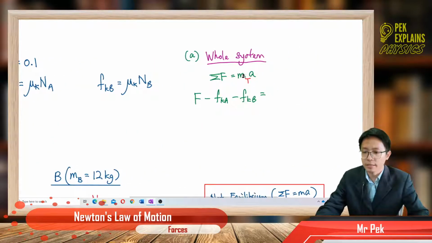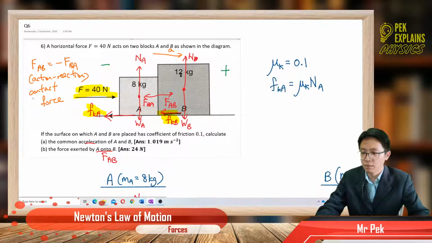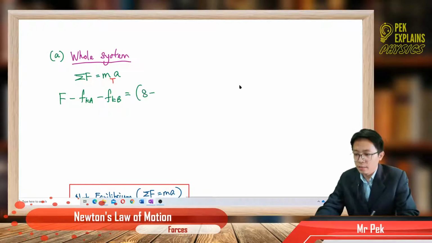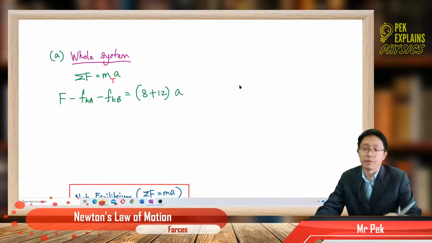So the total mass is 8 kilo plus 12 kilo. So just write it down: 8 plus 12 kilo times acceleration. All right.